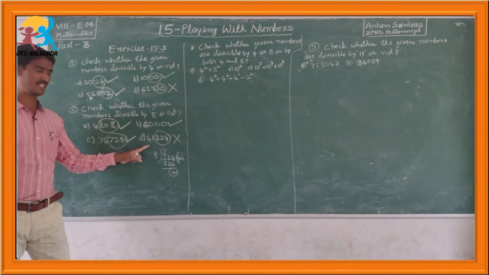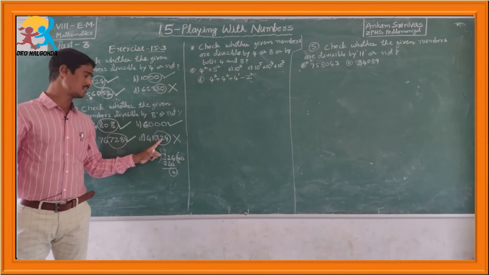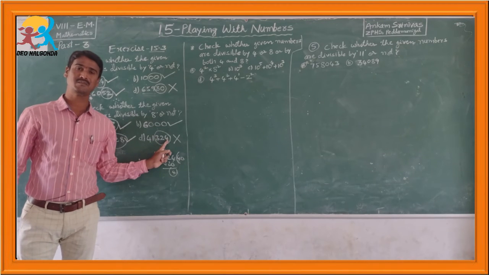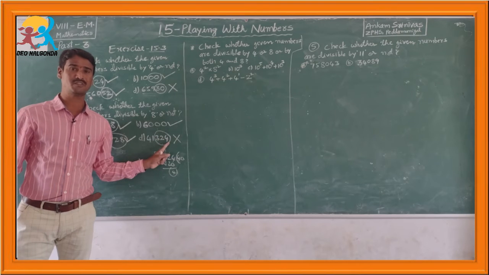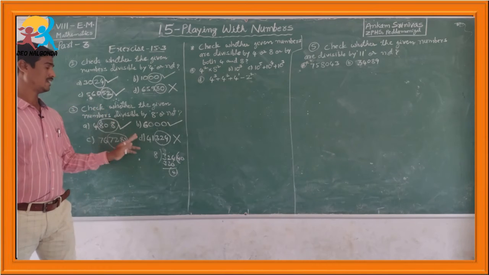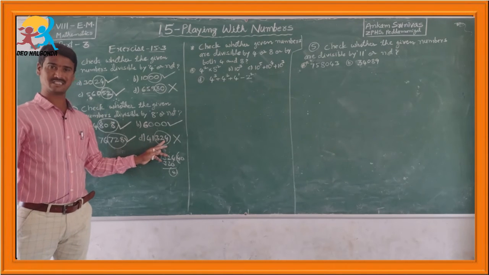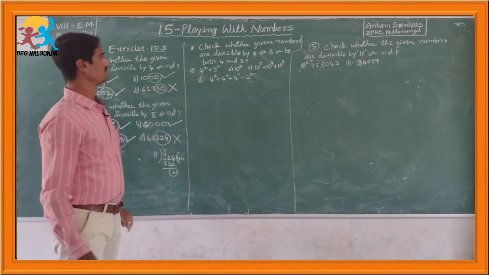If I ask the question, check whether 41,324 is divisible by 4 or not. This number is divisible by 4 but not divisible by 8. Yes or no? Now do the next question.